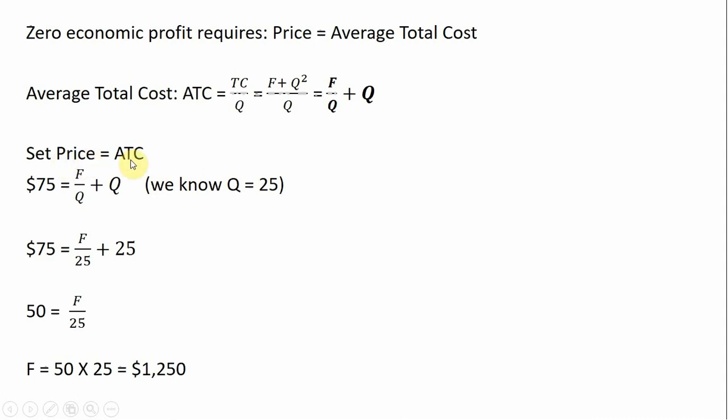Next, we're going to set price equal to average total cost. The price that we determined is $75 will now equal average total cost. And from the last slide, we know that the profit maximizing output level was 25. So plugging 25 now into the average total cost equation, we're down to this step here. And we're just going to solve for F, subtracting 25 from both sides. So 75 minus 25 is 50. And then in this step here, we're going to multiply both sides through by 25. So we get a fixed cost of $1,250. And again, what this means is that this monopoly would make zero economic profit if fixed cost equaled $1,250.